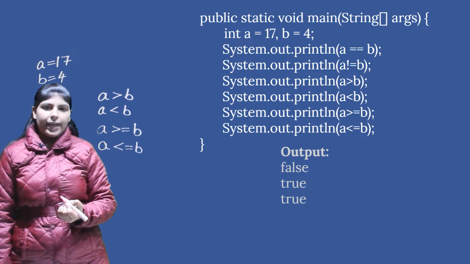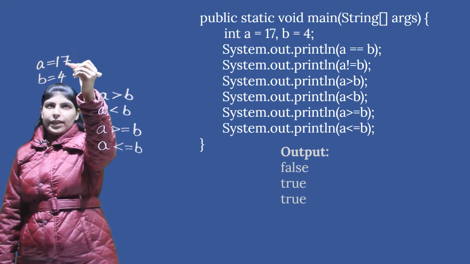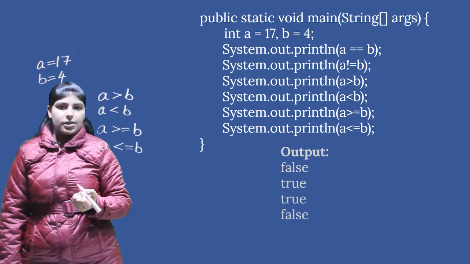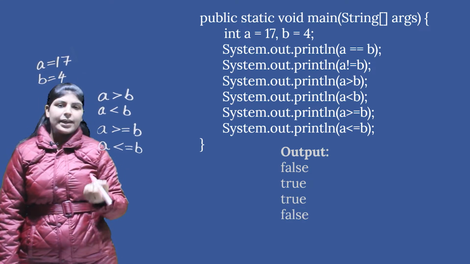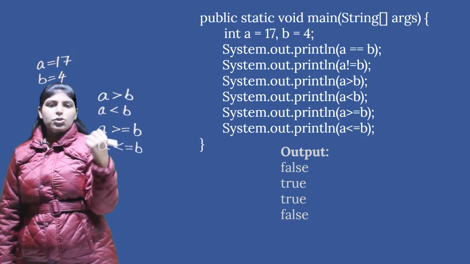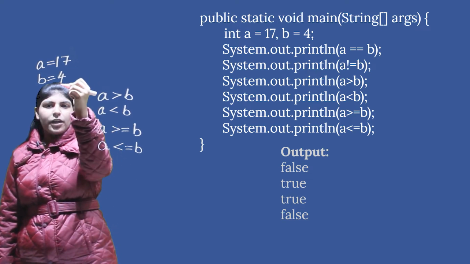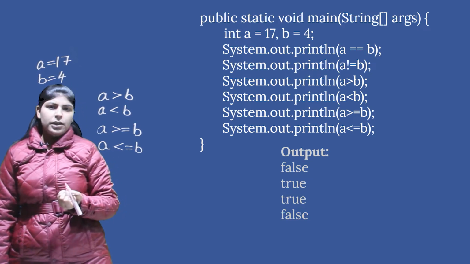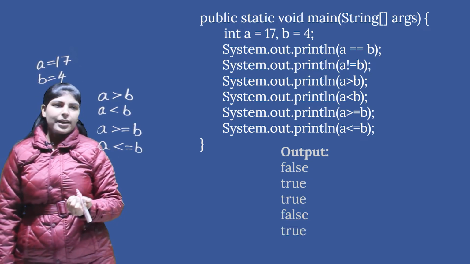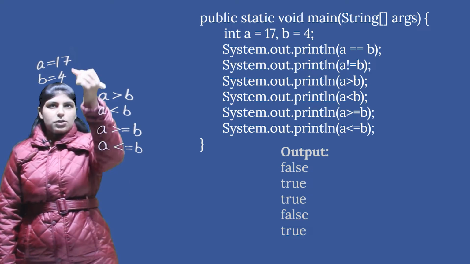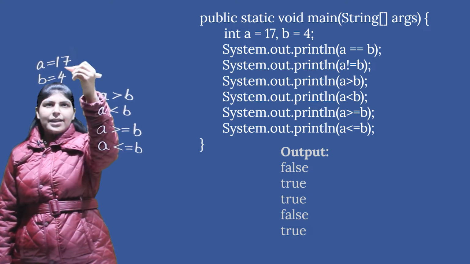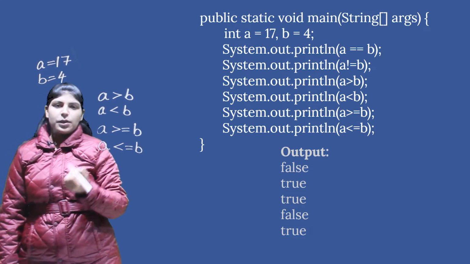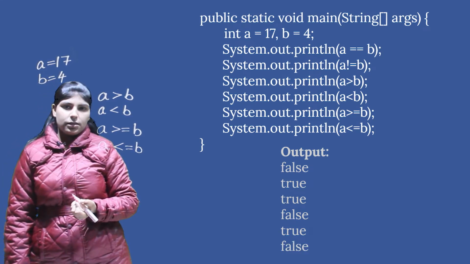Next I have A less than B. So 17 is not less than 4, so less than operator will return false. Next I have A greater than equal to B. So here I want to check if 17 is greater than or equal to 4. So since 17 is greater than 4, this will return true. Next I want to check if A is less than equal to B. So 17 is not less, and 17 is not equal to 4. So both the conditions are false, so this will return false.